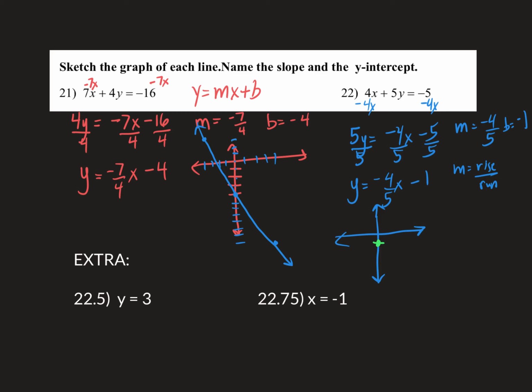I'm going to rise 4, rise 1, 2, 3, 4, and run 5 to the left, 1, 2, 3, 4, 5. And then I'm going to go down 4, 1, 2, 3, 4, run 5 to the right, 1, 2, 3, 4, 5. And then I'm going to draw a line through those points.